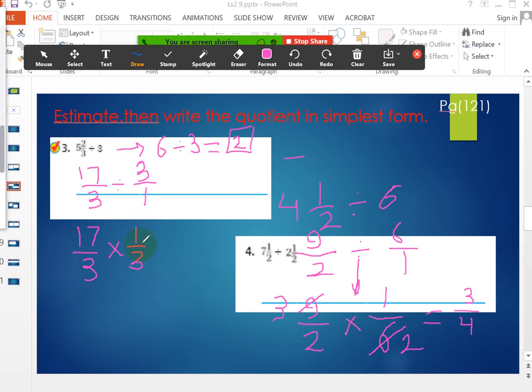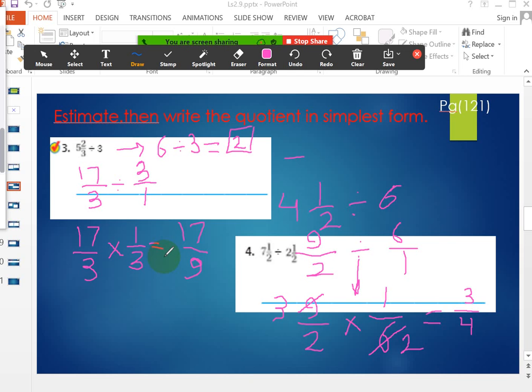Okay, is there any greatest common factor between the numbers, Lena? No. So now I multiply 17 with 1, equals what? 17 over 9. Excellent, thank you so much. Over 9. Equals 3 multiply 3 equals 9. Now this is the simplest form for this answer.